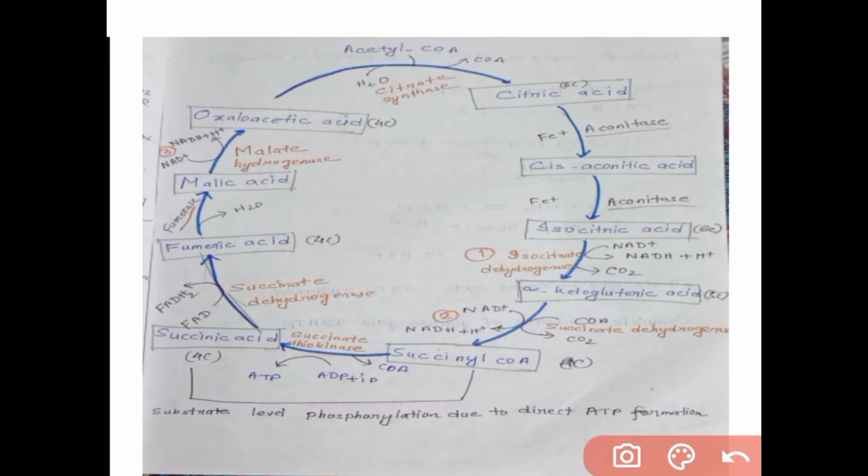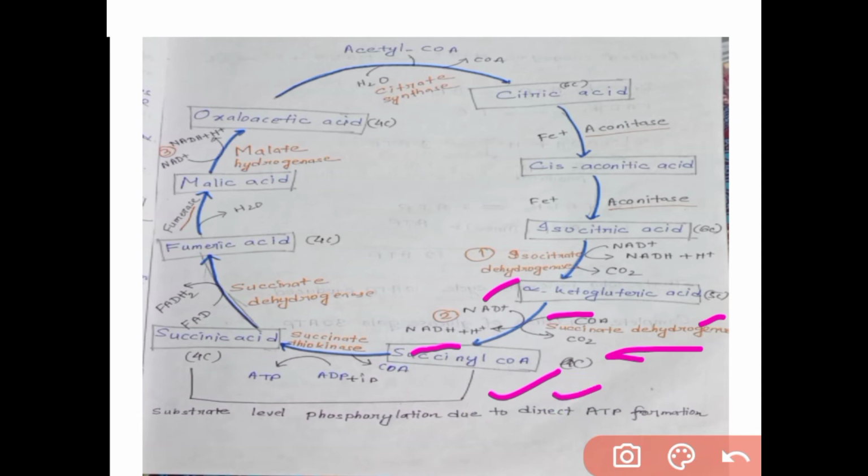In isocitric acid, isomerization occurs here, and then isocitric acid is converted to alpha ketoglutaric acid, which is a 5 carbon molecule, with the help of isocitrate dehydrogenase. Then alpha ketoglutaric acid is converted to succinyl-CoA. Here the enzyme involved is succinate dehydrogenase. Here NADH is produced. This is a 4 carbon molecule.